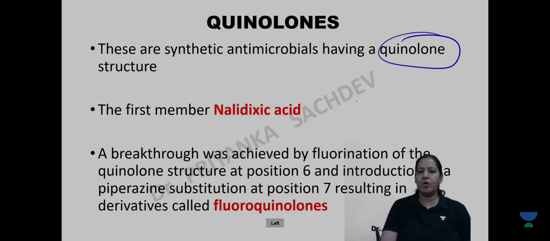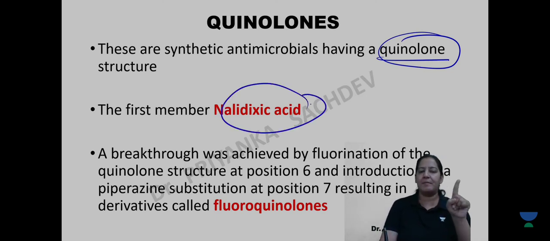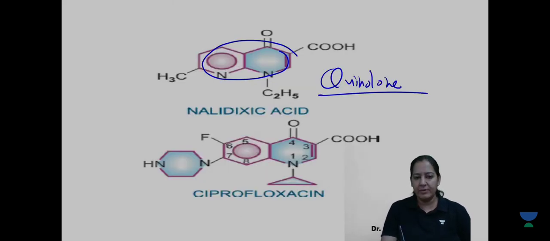So only the first time quinolones were launched having only quinolone ring, that is nalidixic acid, the first member. The first member is nalidixic acid, having only quinolone, but it is not very active. It is having a very narrow spectrum. So we add fluorine on carbon number 7. Can you see? This is fluorine. On carbon number 6, we add fluorine.